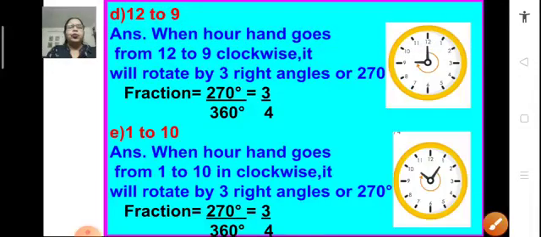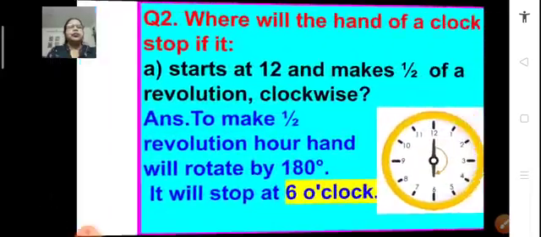And E, 1 to 10. When our hand goes from 1 to 10 in the clockwise direction, it will rotate by 3 right angles or 270 degrees. And what fraction of a revolution is it? It is 270 upon 360, that means it is 3/4 of a revolution.